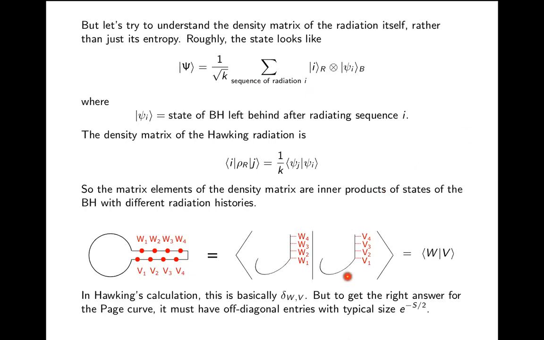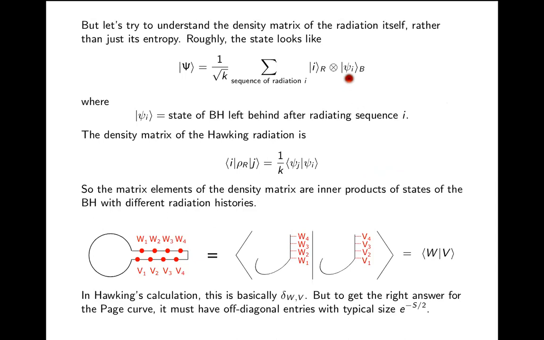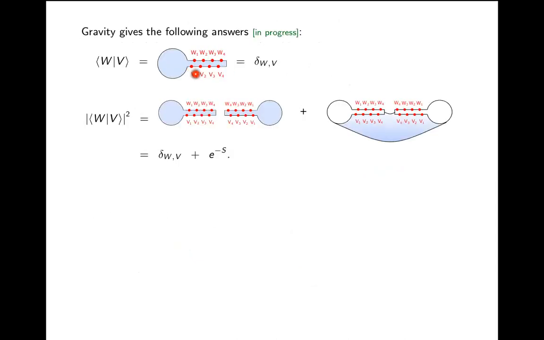Hawking's answer is basically that, so I said that these states are not orthogonal, but in Hawking's calculation, it actually ends up that they are basically orthogonal. So the black hole states corresponding to different histories of Hawking radiation are basically orthogonal to each other. The reason for that is that they're the interior partners of the Hawking modes, and those will be in different states for different histories of Hawking radiation. So you'll get an orthogonal state.